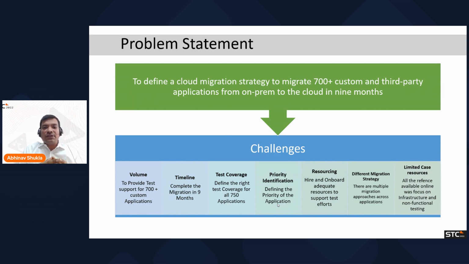Another challenge was resourcing. To support all the 700 applications, we need adequate resourcing, and hiring resources within 9 months, then training them on the new applications, was a very huge and Herculean task. Then, because we have a huge gamut of applications, our organization decided to take different kinds of migration strategies. A few applications take one route for migration, and other applications take a different route. Because of this difference in migration strategy, there was also a challenge in defining what kind of test process we would apply to them.